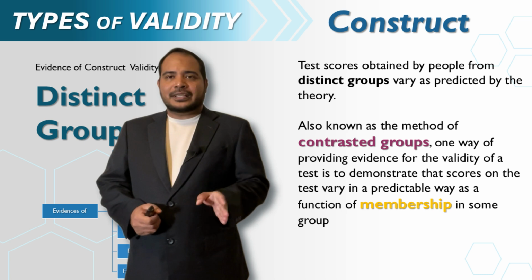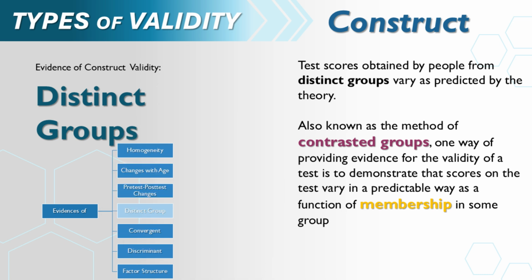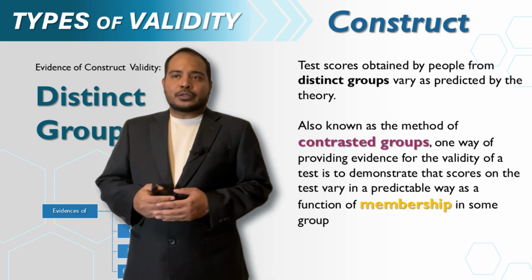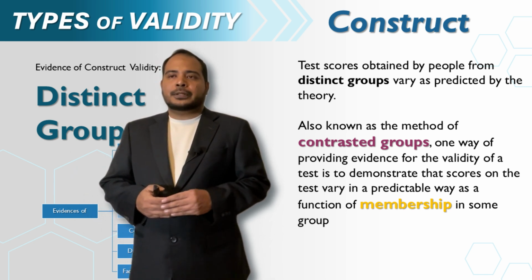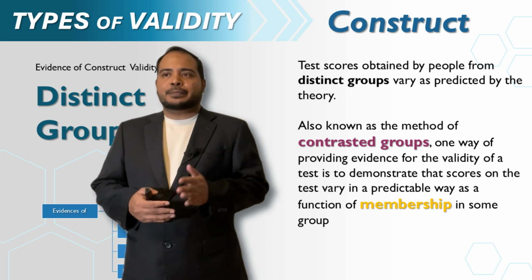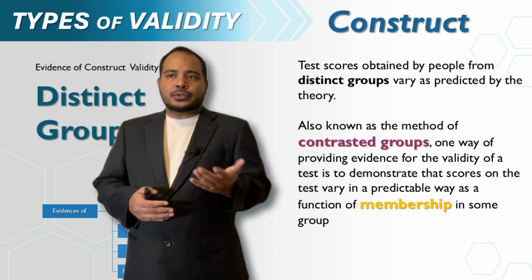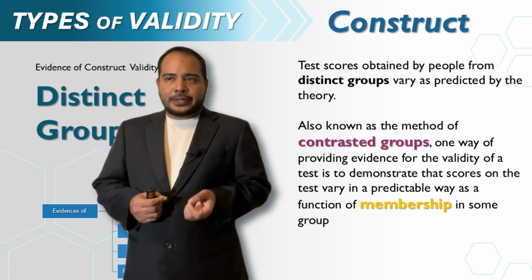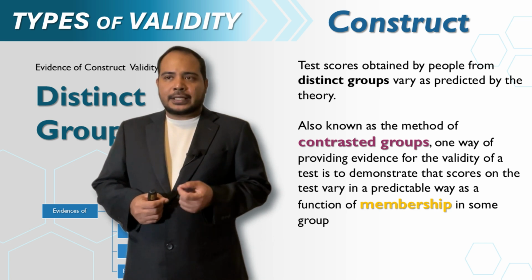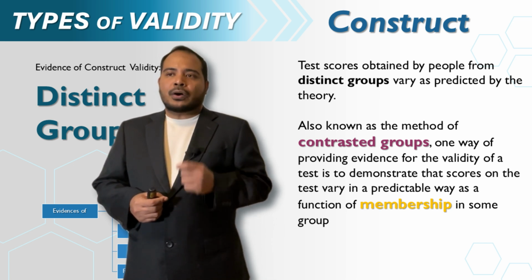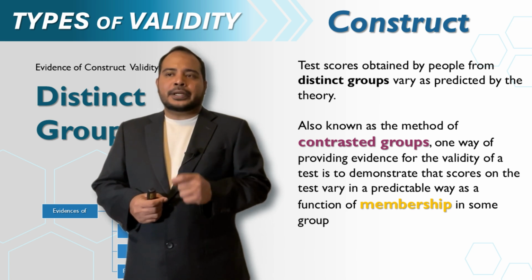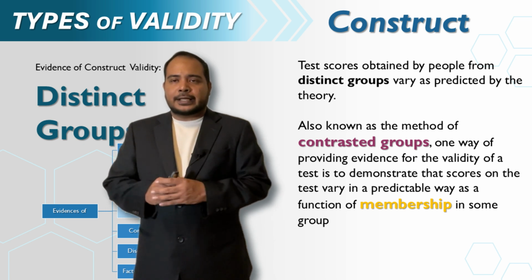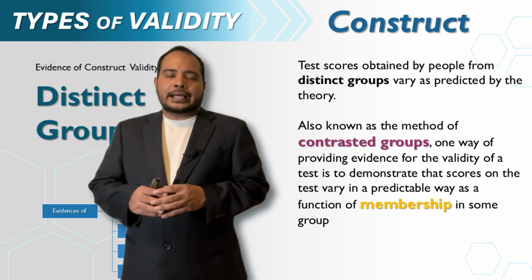So another evidence of construct validity which relates to the theory, what the theory has predicted, is distinct groups. Test scores obtained by people from distinct groups vary as predicted by the theory. Also known as the method of contrasted groups. One way of providing evidence for the validity of a test is to demonstrate that scores on the test vary in a predictable way as a function of membership in some groups. You have to think like this. Distinct groups here means that there are at least two groups.